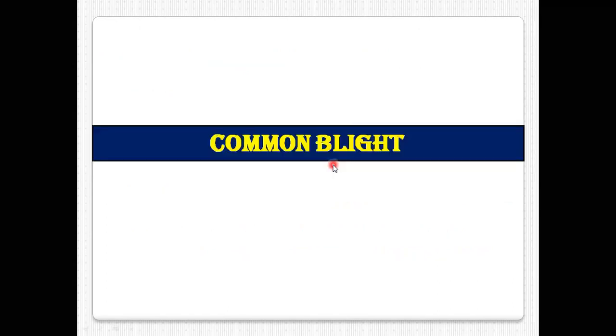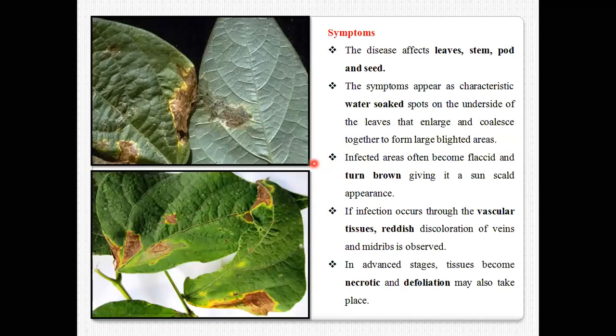Then the second most important disease, that is the common blight. So this common blight infection is generally seen on the bean crop due to bacteria. Initially, this bacteria infects the leaves, stem, pods, and seeds also. Means initially, water soaked spots are generally seen on the underside of the leaf. So you see these water soaked lesions generally on the lower side of the leaf, or underside of the leaf.